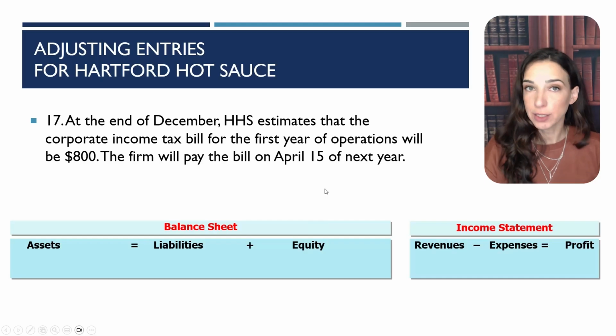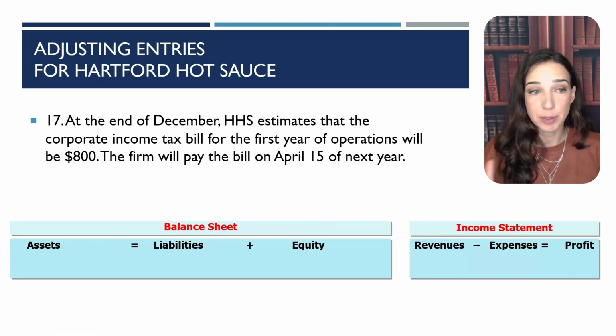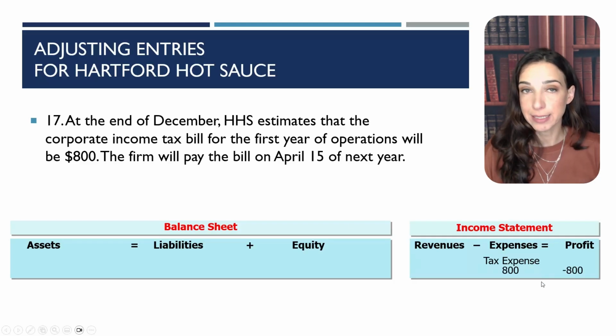Let's do a last adjusting entry relating to taxes. Again, for simplicity, let's assume that they can estimate precisely their corporate income tax bill. And let's say it's going to be $800 and they expect to pay it in April of next year. They are going to recognize a tax expense.